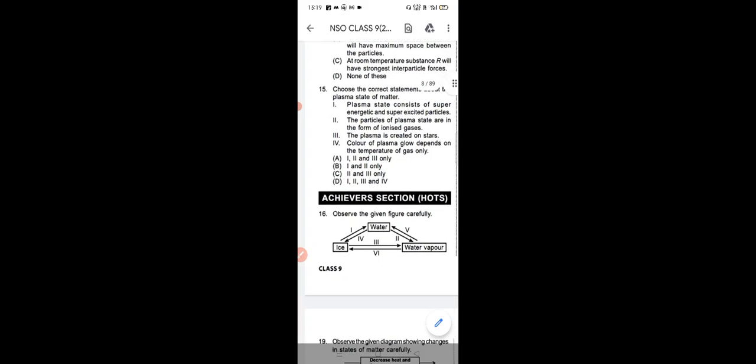The first one, because in the first one it is written that the plasma state consists of super energetic and super excited particles. They are formed in ionized gases. The plasma is created on stars. No, this kind of thing we are not.